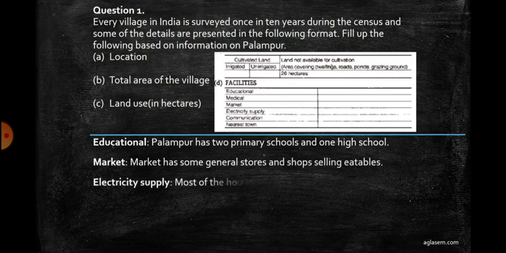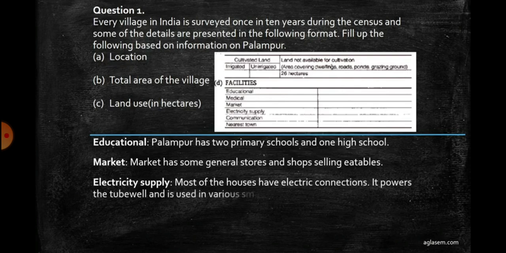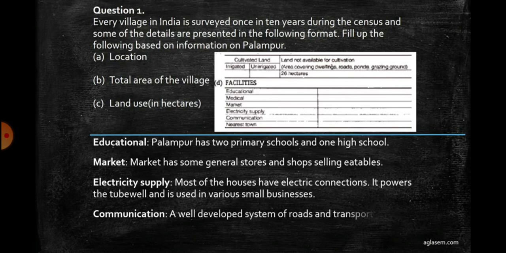Electricity supply. Most of the houses have electric connections. It powers the tube well and is used in various small businesses. Communication. A well developed system of roads and transport. Nearest town Shahpur.